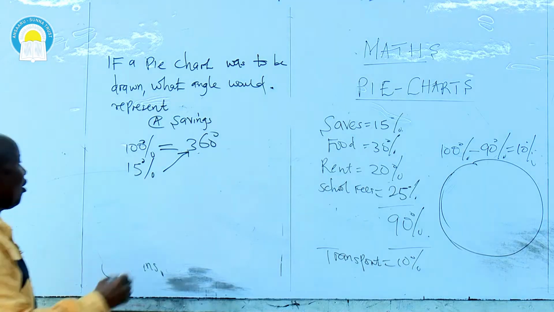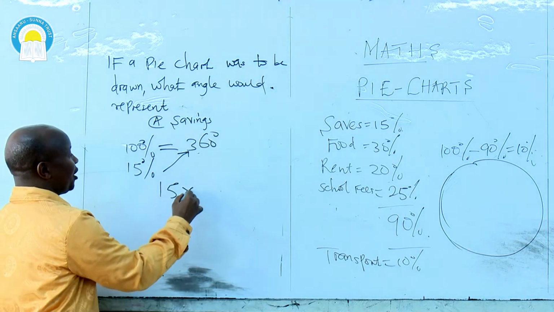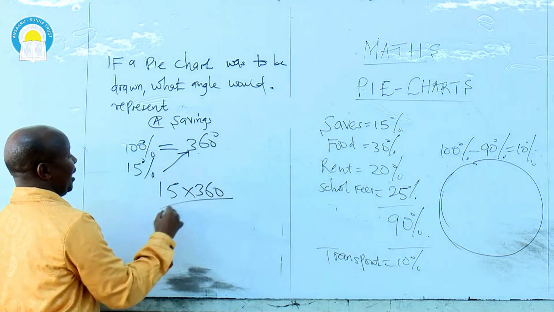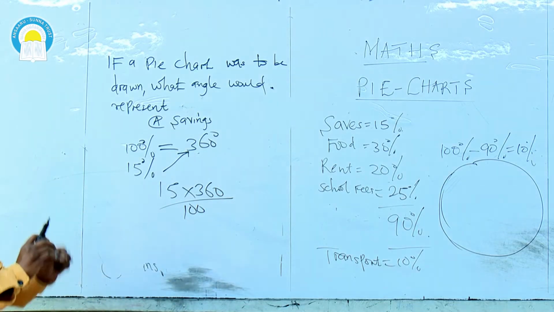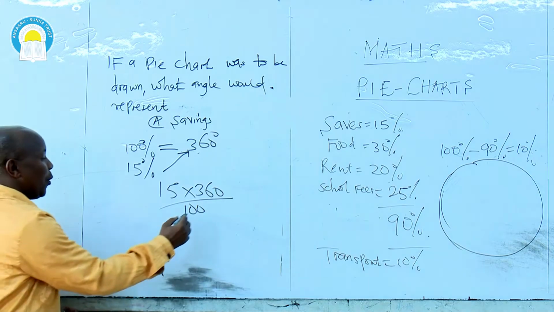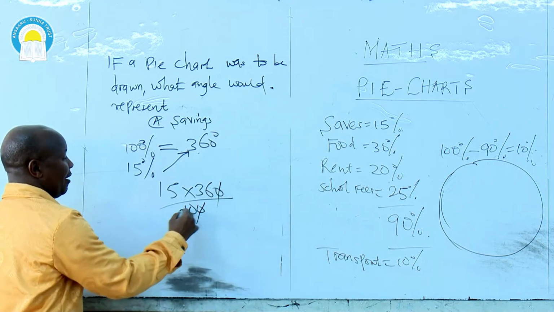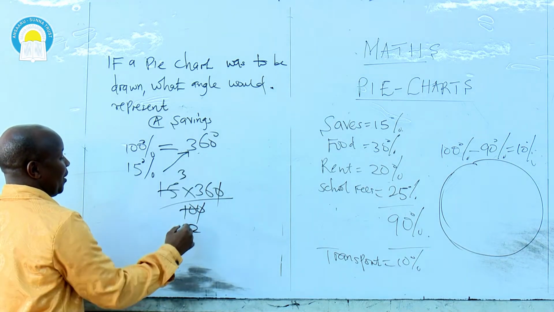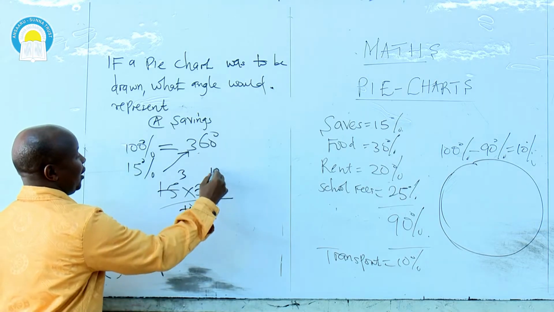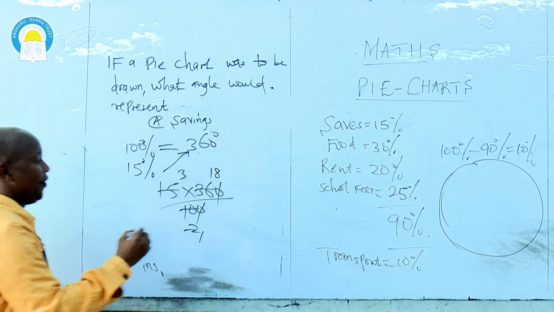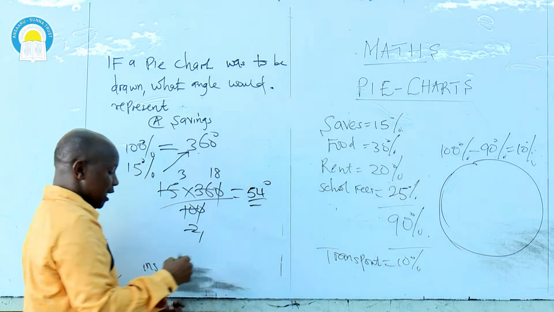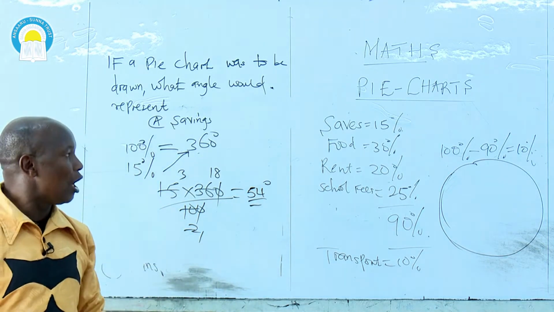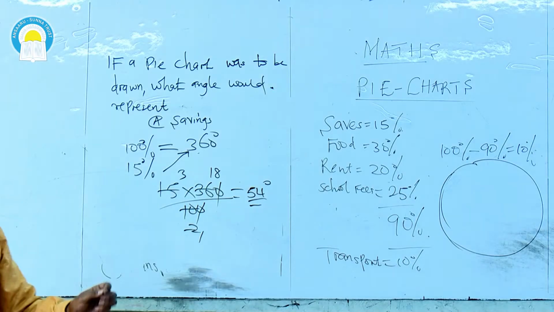In my case here, I have 15 multiplied by 360, then divided by 100. I'm now going to get the degrees represented in saving. We go with 0 by 5, 2, by 5, 3, then by 2, 1, by 2, 18. 18 multiplied by 3 will be 54 degrees. So in my case here, the angle representing saving is only 54 degrees.